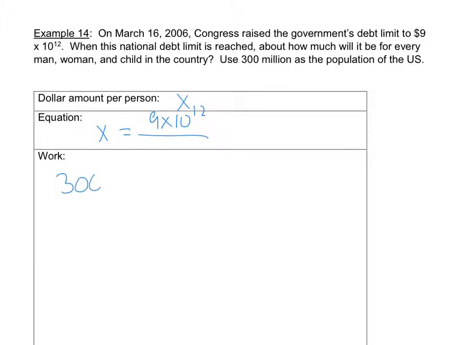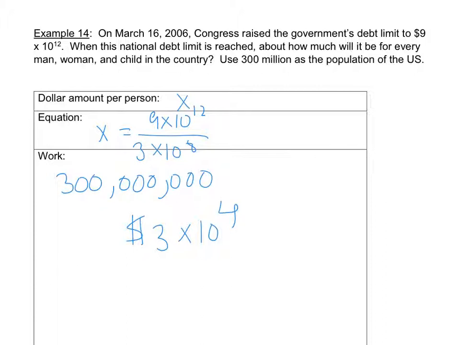So that's 300 million. That would be 1, 2, 3, 4, 5, 6, 7, 8. 3 times 10 to the 8th. 9 divided by 3 is 3. 12 minus 8 is 4. So it's 3 times 10 to the 4th. But that makes no sense to me, so I would just go 3 times 10 to the 4th. 1, 2, 3, 4. So $30,000 for every American. Okay?